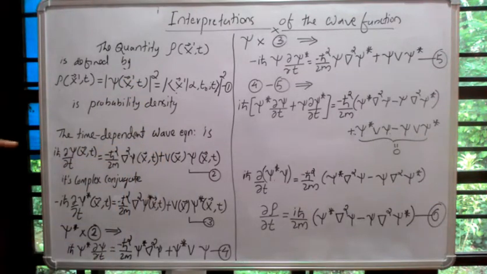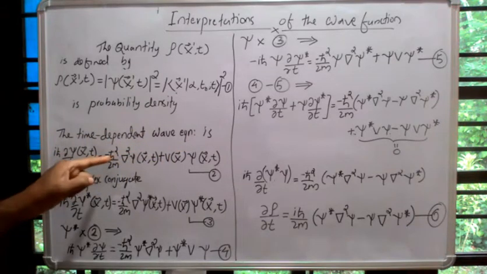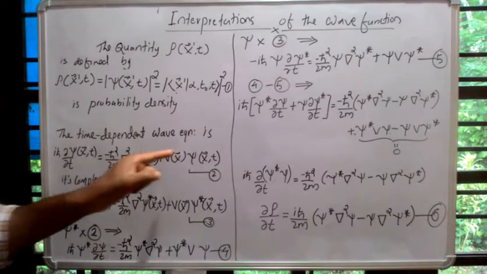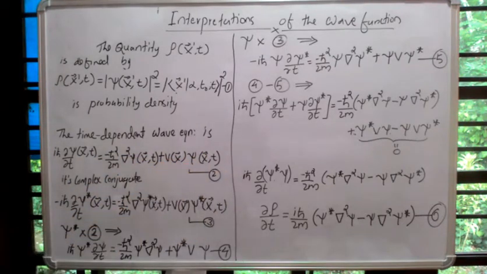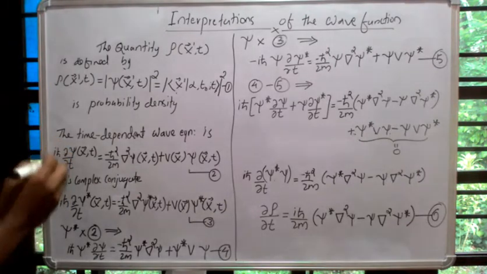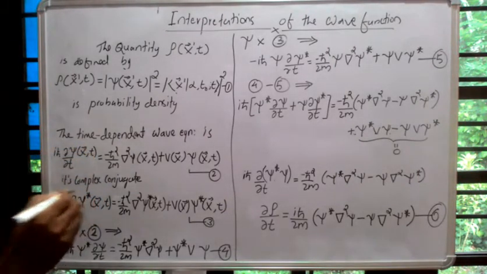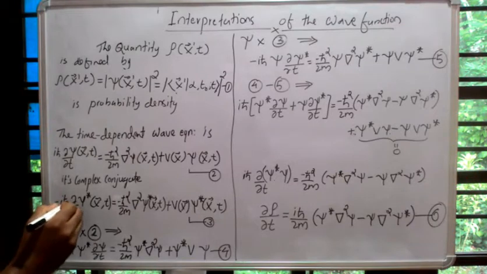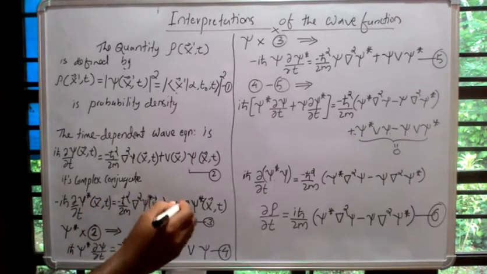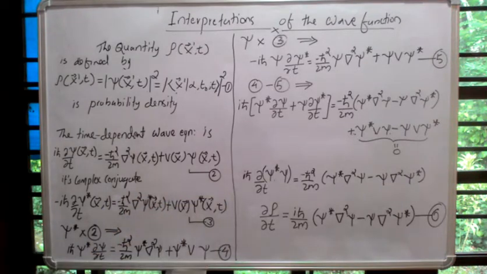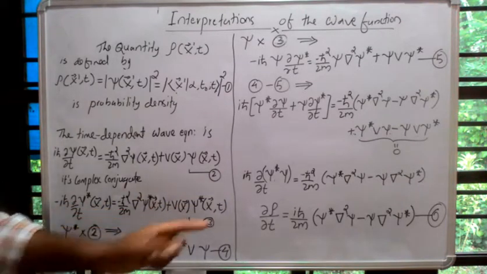Okay, so we know the time dependent wave equation is i h cross dou psi by dou t equal to minus h bar square over 2m del square psi plus v psi. And this is equation 2. When we take its complex conjugate, we replace i with minus i and psi with psi star. We get minus i h cross dou by dou t of psi star equal to minus h bar square over 2m del square psi star plus v of x psi star of x, t. Okay, this is equation 3.